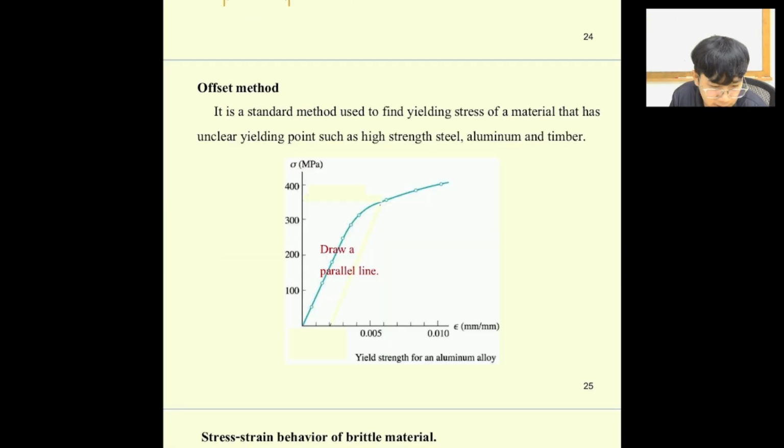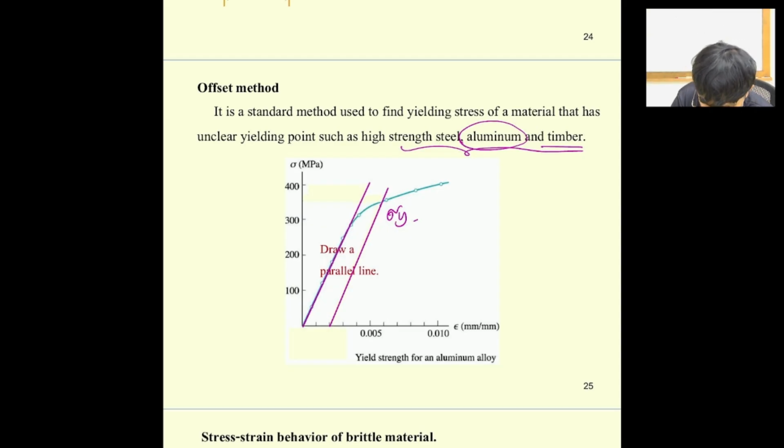Next one is going to be the offset method. This one is going to be used in a really premium material, for example, like high strength steel, aluminum, and sometimes timber, because this material cannot provide you the clear yielding point. So what you need to do is the 0.2% offset, and then you're going to get the yielding point over here, parallel to the proportional line over here. So you can just find it by the offset of 0.2%.